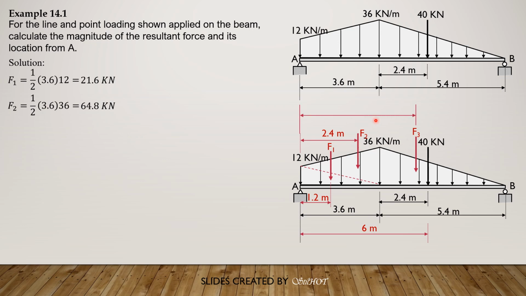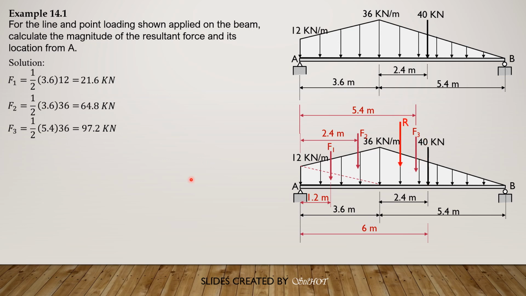So this distance is 1/3 of 5.4, 1.8 plus 3.6, so 5.4. F3 is 1/2 of 5.4 times 36, so it is 97.2 kilonewtons. And of course, our F4 is that 40 kilonewtons.